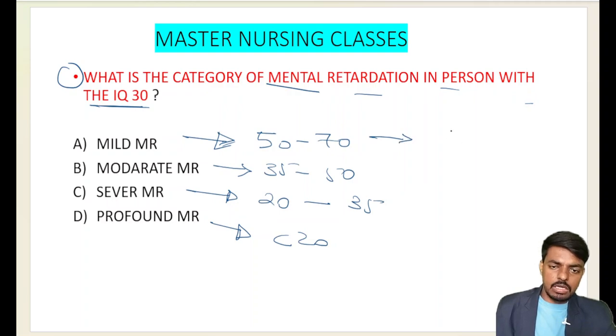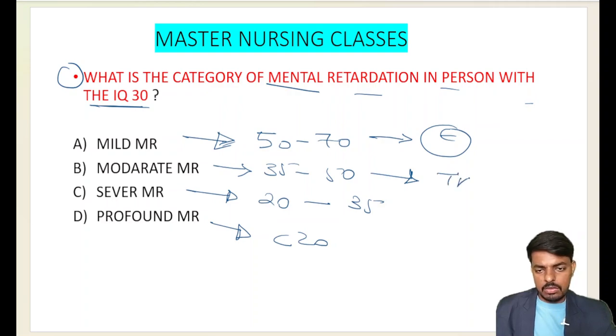These mild ones are educable, so we can educate them. And the moderate ones are trainable. Okay, we can train them to carry out their daily living activities. The severe and profound ones require special training in special care units. Okay, a special care unit is required.